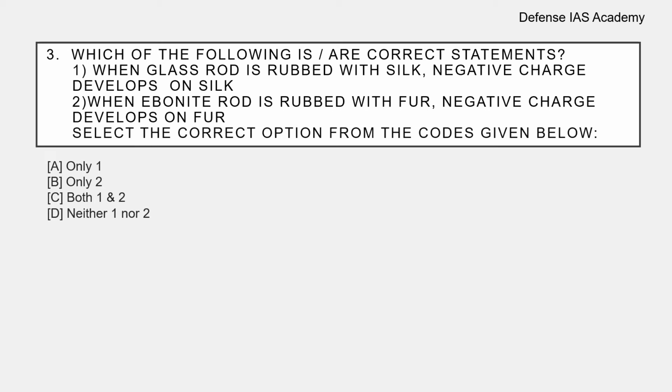Question number 3. Which of the following are correct statements? 1. When glass rod is rubbed with silk, negative charge develops on silk. 2. When ebonite rod is rubbed with fur, negative charge develops on fur. Select the correct option from the codes given below. The options are option A only 1, option B only 2, option C both 1 and 2, option D neither 1 or 2. The correct answer is option A only 1.